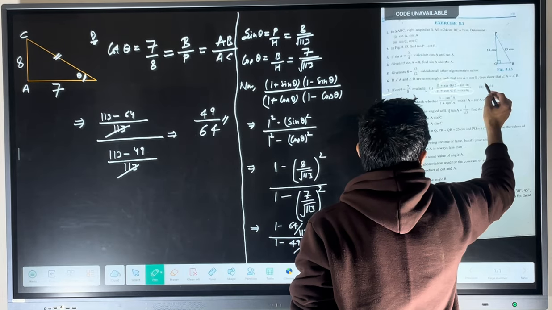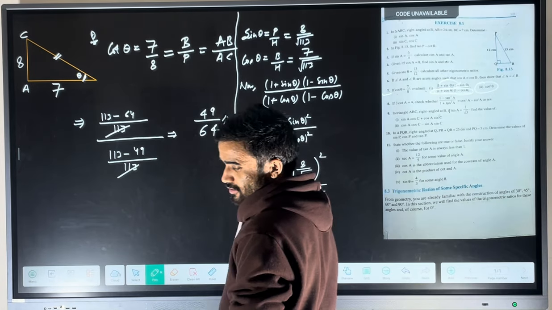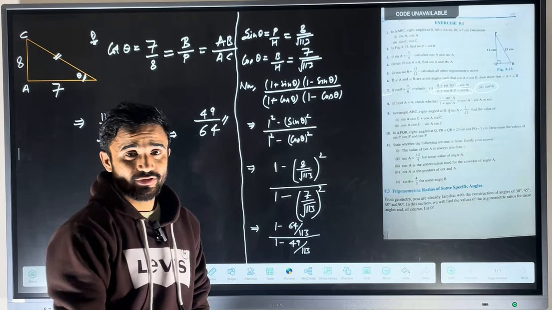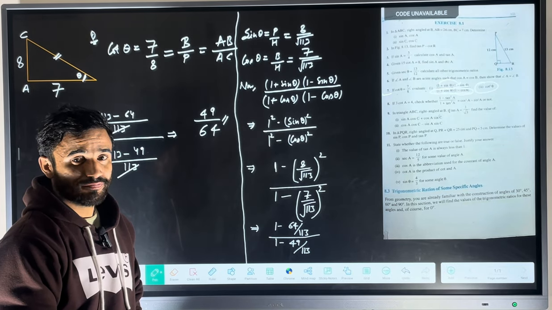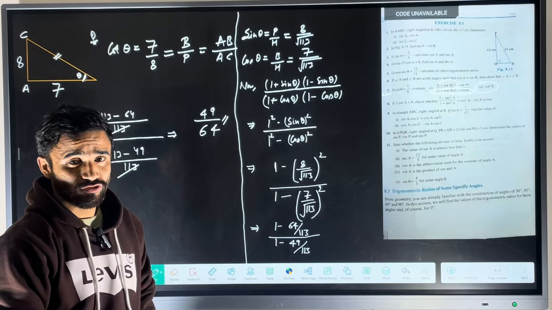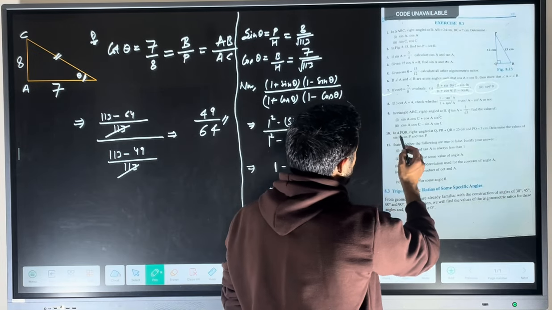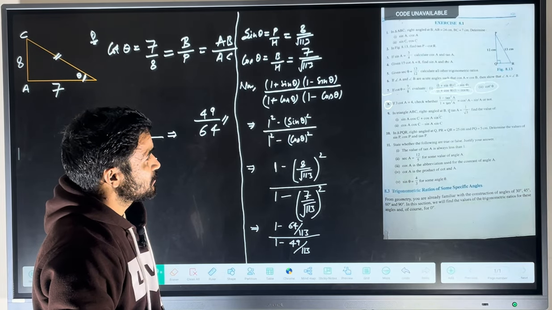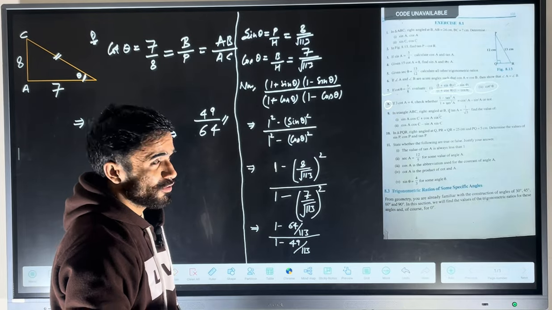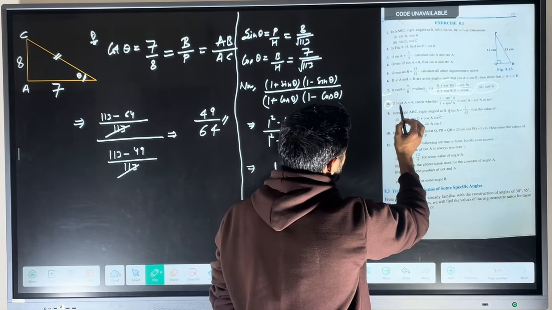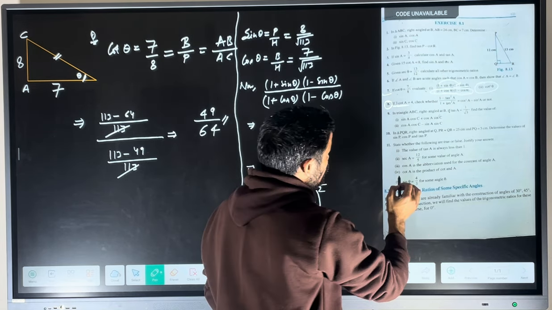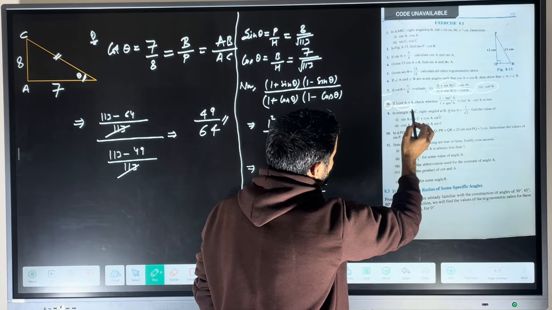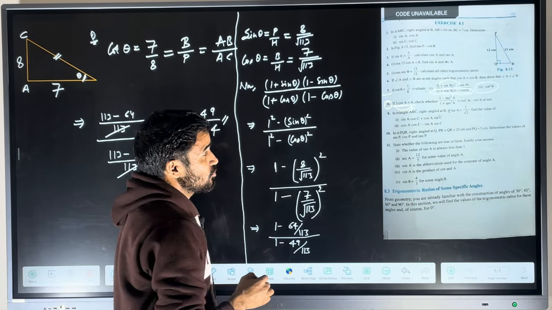Now we will find cot square theta. Please find cot square theta and comment what is the value of cot square theta. Okay. Now we will do the last question, that is question number 8. Question number 8 is also a very simple question. What will you do here? 3 cot A is equal to 4. You simply put that 3 under 4, so cot A is equal to 4 upon 3.